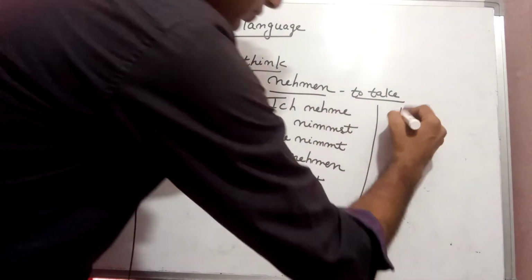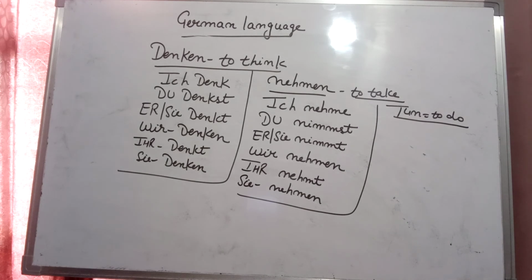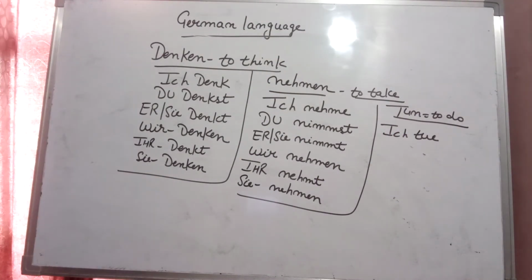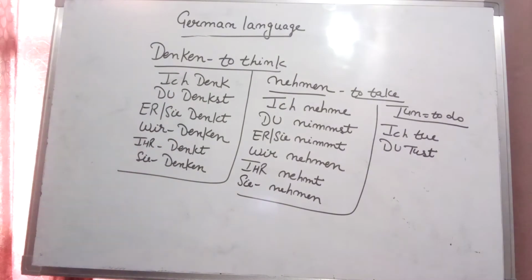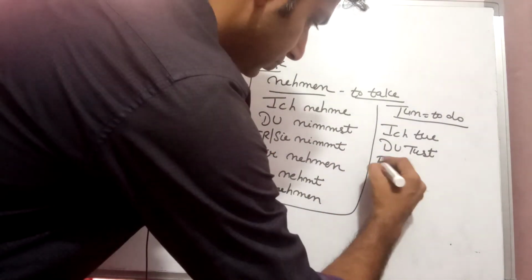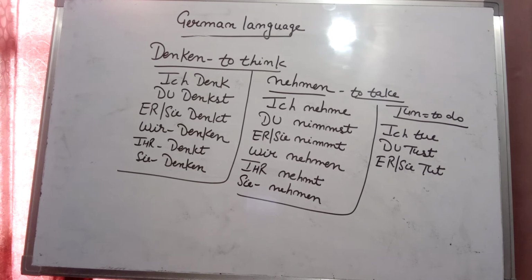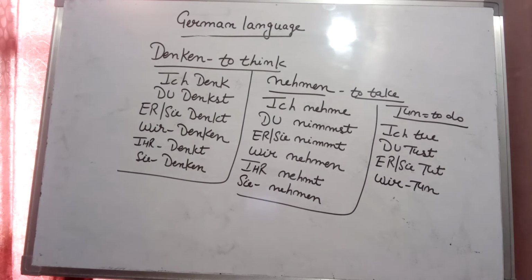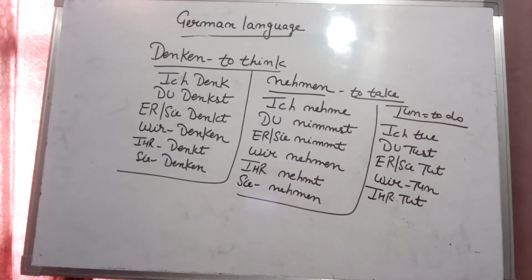The next verb we have is tun. Tun is to do. Ich tue is I do. Okay. Du tust. Sie tut. So if you say I do, you do, then we have wir tun. The next conjugation is ihr tut. And then we have sie tun.